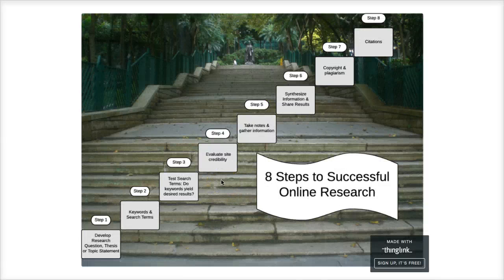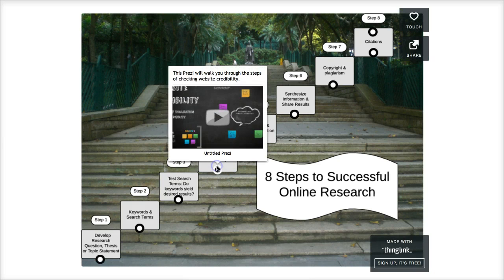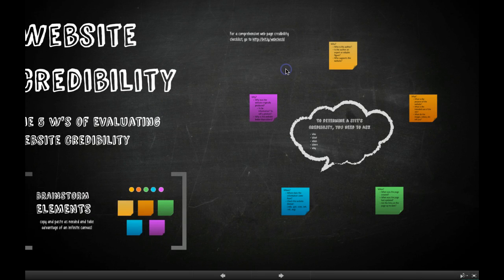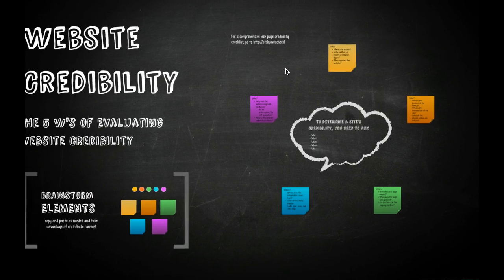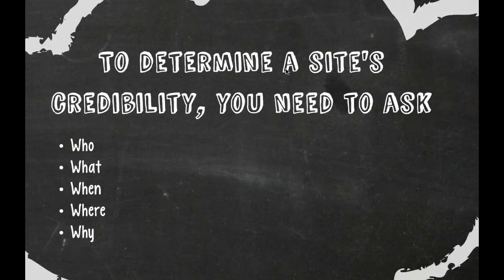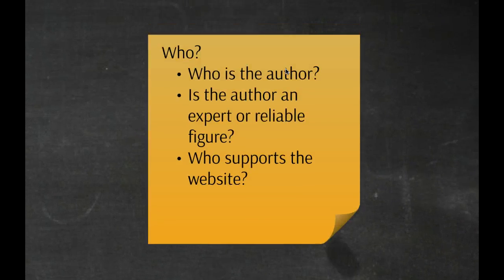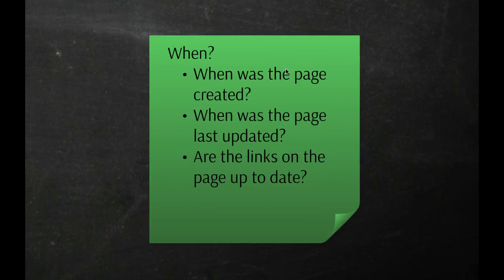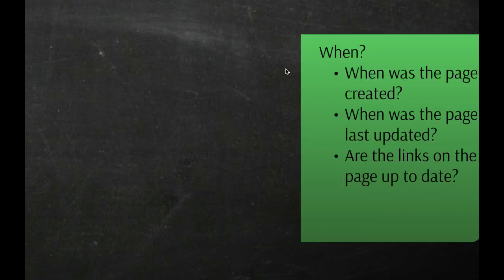Step 4 is to evaluate the website's credibility. This step links to a Prezi that walks students through a 5-part process asking specific questions surrounding the 5 W's. Each part includes a checklist of questions to ask. Rather than have 5 checklists, the Prezi helps to organize the checklists around the central topic, but also allows students to refer back to them by clicking on a specific one.